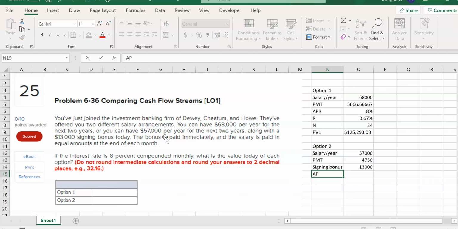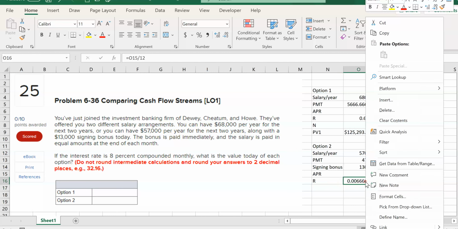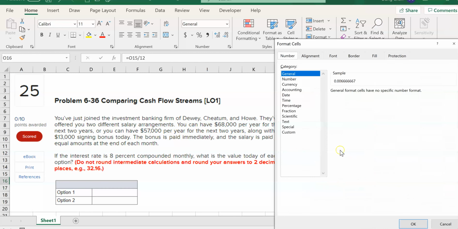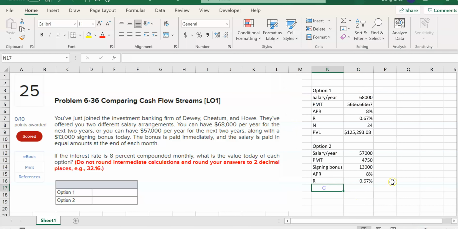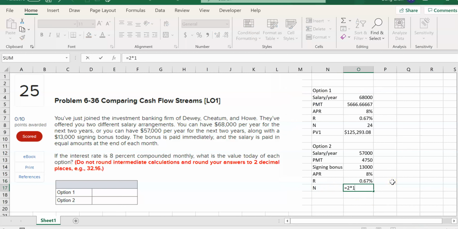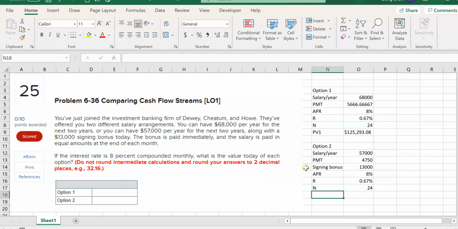And then the APR for both is 8%. Hence, R is the same as option 1, which is 8% divided by 12. Let me put that in percentage format. And finally, N for the annuity is also the same as option 1, because this is for 2 years and we have monthly payments.